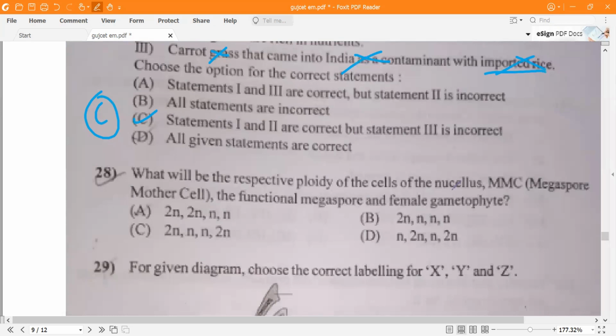Then choose the ploidy of the nucellus. This is an exemplar question, beta: MMC, functional megaspore, and female gametophyte. First they will ask you about the nucellus. Nucellus mainly provides the nutrition. It is the area surrounding the embryo sac, so it is highly nutritious.